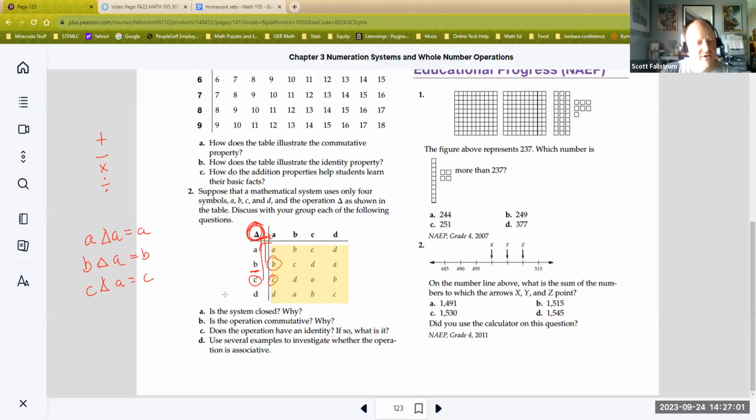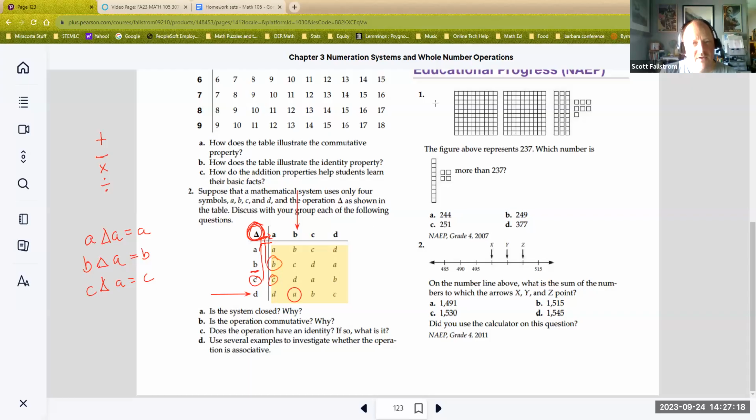So if I want a D triangle B, I would go to D, I would go to B, and then I go down to where those meet, and D triangle B meets here at A. D triangle B is A.